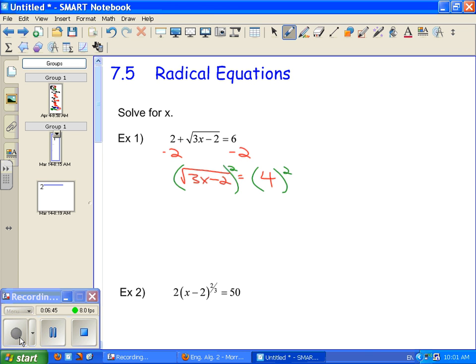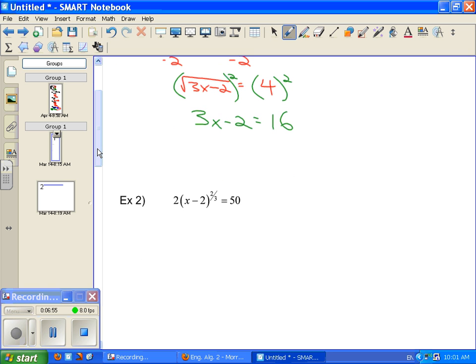So what do I get on the left? Okay, so I just get that without the root now. And on the right? Right, and then it becomes real easy. Yep, add 2 to both sides. So 3x equals 18. So what's x? 6. Easy.